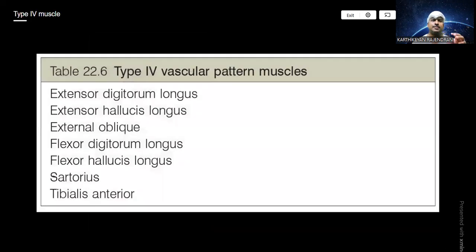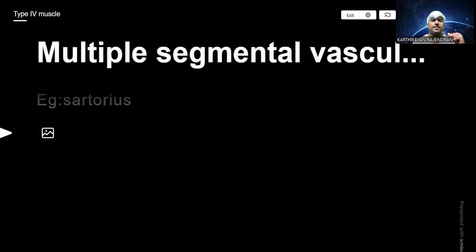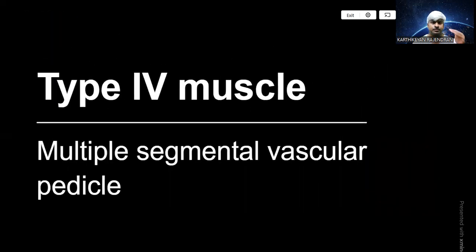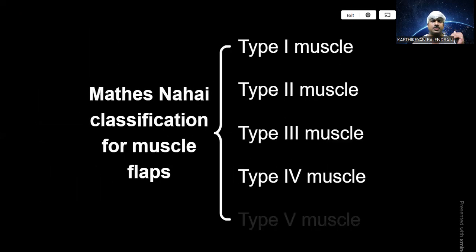Other examples: extensor digitorum longus, extensor hallucis longus, external oblique, flexor digitorum longus, flexor hallucis longus, sartorius, and tibialis anterior have this pattern of blood supply. So the type 4 muscle has multiple segmental vascular pedicles.